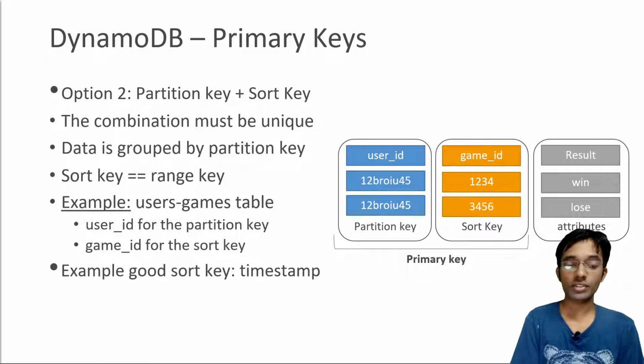So again, here's an example that has been given for this user_id 121212 or something 45. Then there are two games that have been played. One was won and one was lost. Game_id 1234 and game_id 3456. 1234 was won, and 3456 was lost. So we can see the combination of the user_id and game_id in this case is unique, and we can do the partitioning on the user_id.